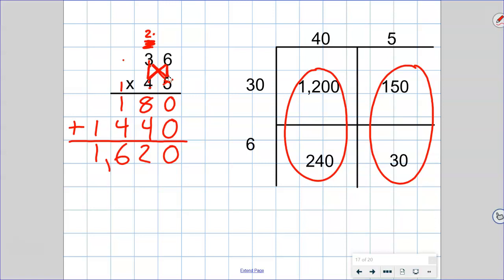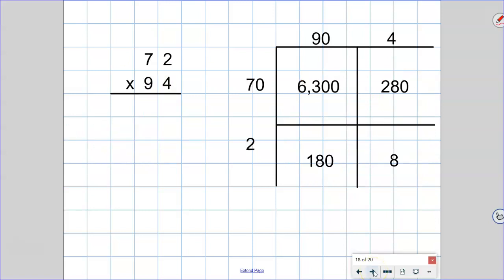Let's take a look at another example. This time we're going to do 72 times 94. So again, I'm going to start with the 4, and I'm going to go straight up. 4 times 2, and that gives me 8. Now I'm going to go diagonal.